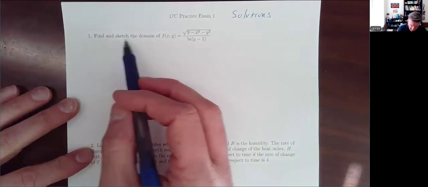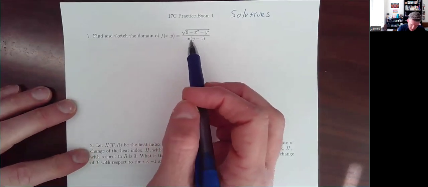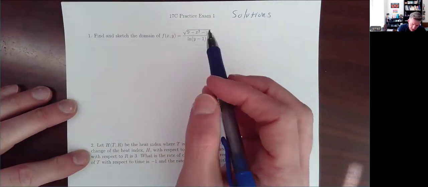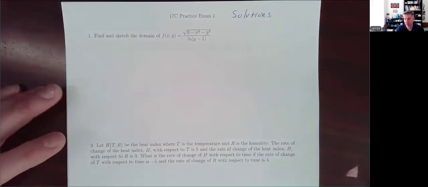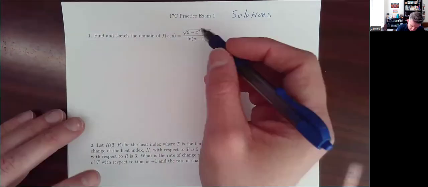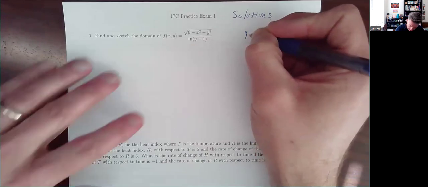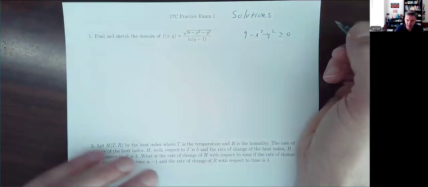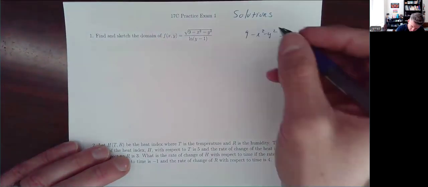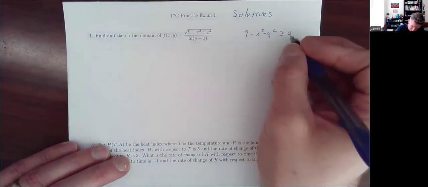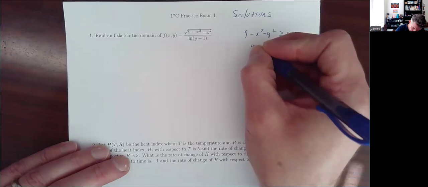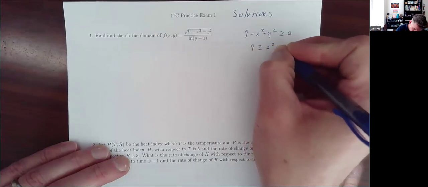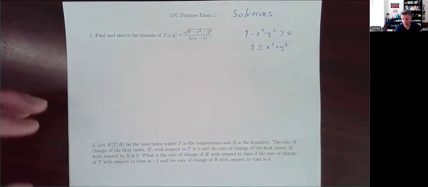First one says find and sketch the domain of f of x, y equal to the square root of 9 minus x squared minus y squared, divided by the natural log of y minus 1. There's a few things we have to consider here. First, let's look at the top. We need 9 minus x squared minus y squared to be bigger than or equal to 0, right? Because square root of a non-negative number. So then I would isolate x squared plus y squared, so write it as 9 bigger than or equal to x squared plus y squared, or x squared plus y squared less than or equal to 9.